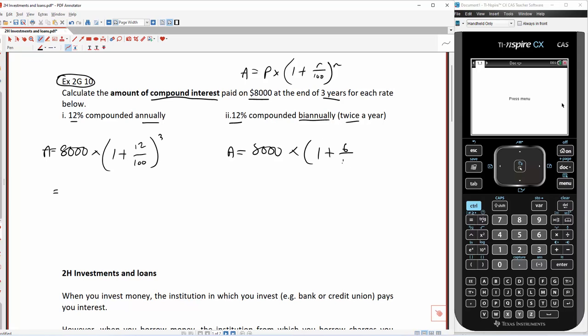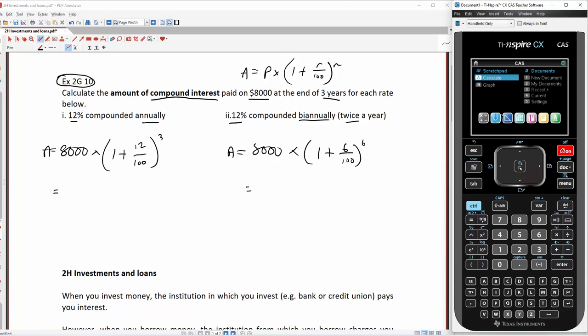So it's going to be 1 plus 6 over 100. Now this is the number of compounding periods. So it's done 3 years and we're doing it twice a year. That means that this is going to be to the power of 6. All right, now what we'll do is just go over to our calculator and run those numbers.